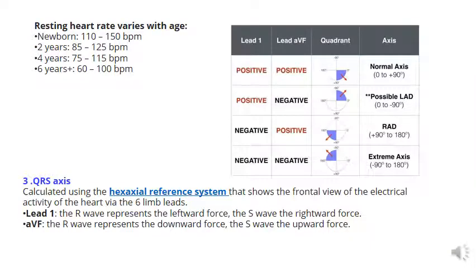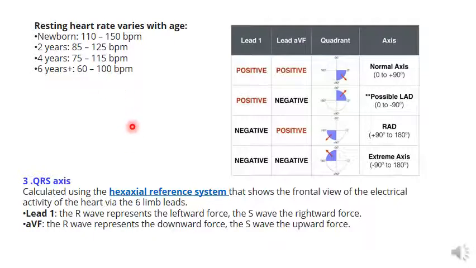Here you see the resting heart rate, which differs with age, as I told you, and then you notice the higher pulse rate, maybe 140, 150 beats per minute. As the child gets older, the heart rate will decrease. So at 2 years, 85 to 125, at 4 years up to 115, at 6 years up to 100.